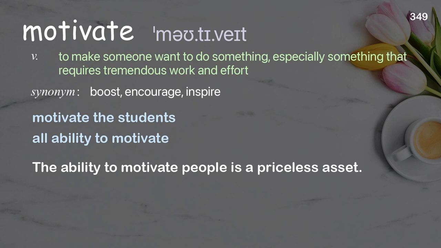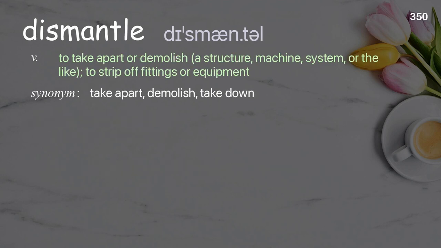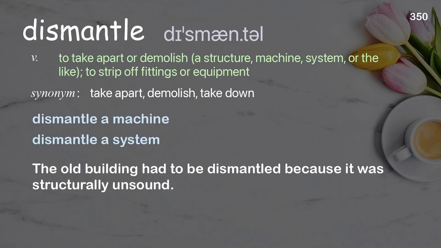Dismantle: to take apart or demolish a structure, machine, system, or the like; to strip off fittings or equipment. Examples: dismantle a machine. Dismantle a system. The old building had to be dismantled because it was structurally unsound.